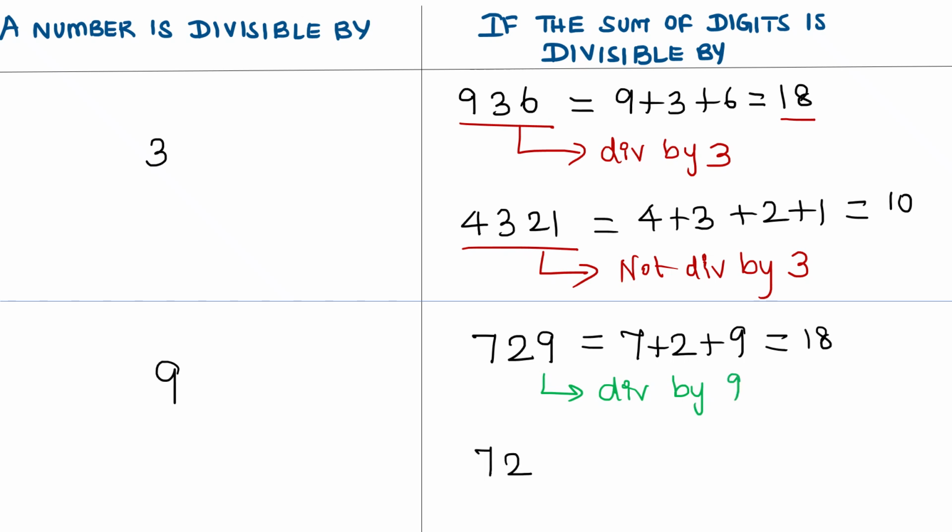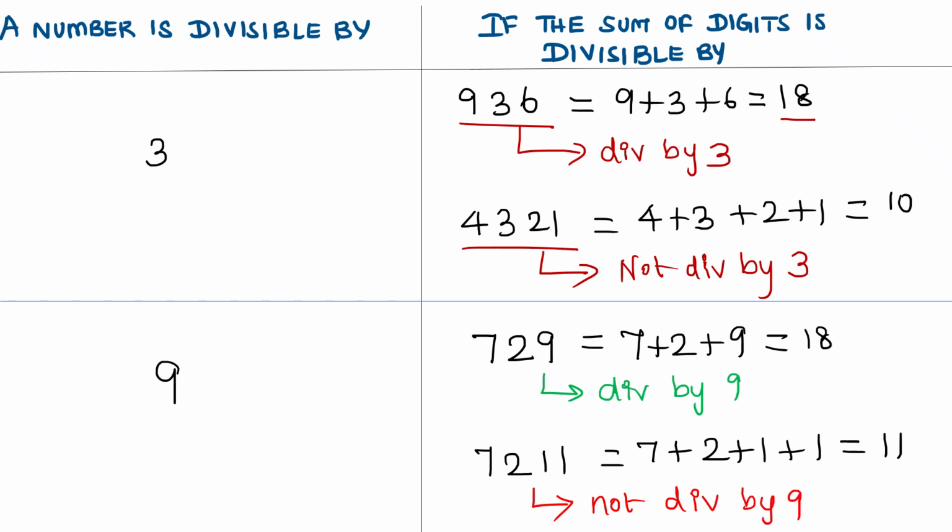Now I take 7, 2, 1, 1. If I take the sum of the digits, 7 plus 2 plus 1 plus 1: 7 plus 2 is 9, 9 plus 1 is 10, 10 plus 1 is 11. 11 is not divisible by 9. Therefore, this number 7211 is not divisible by 9. So now you understood the divisibility rule of 3 as well as the divisibility rule of 9.